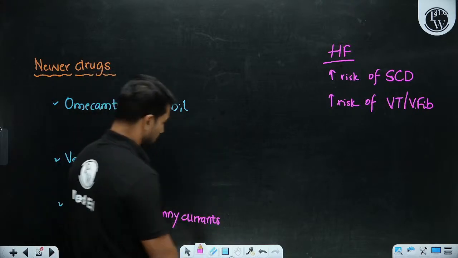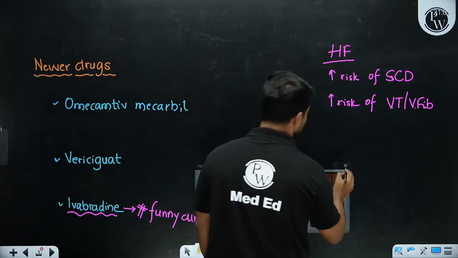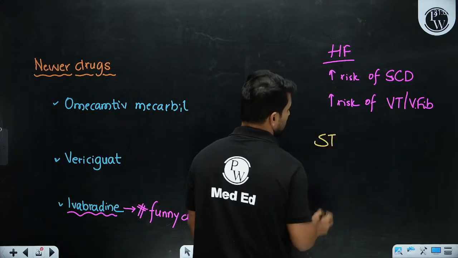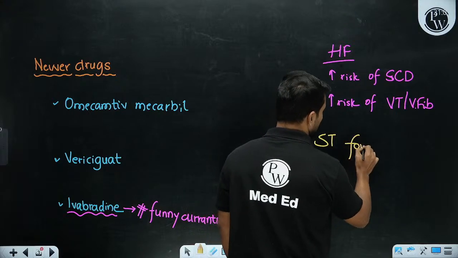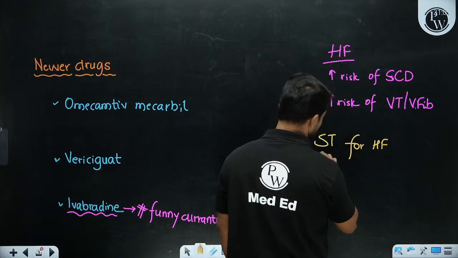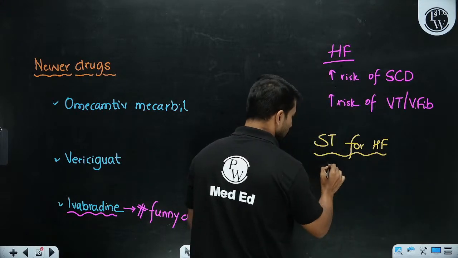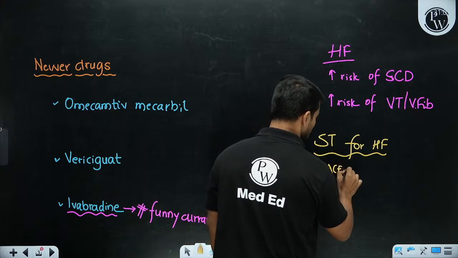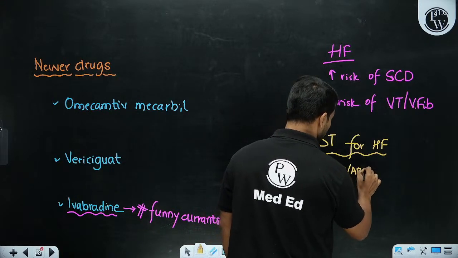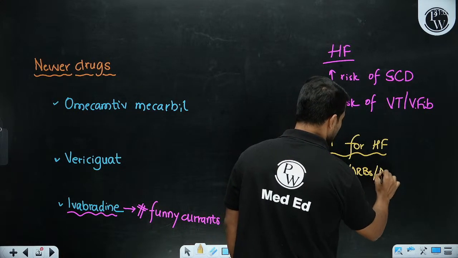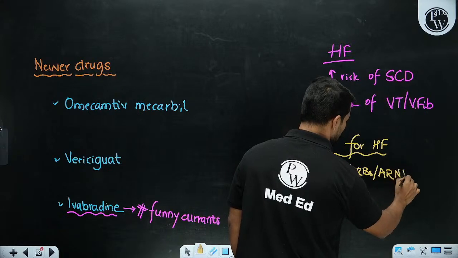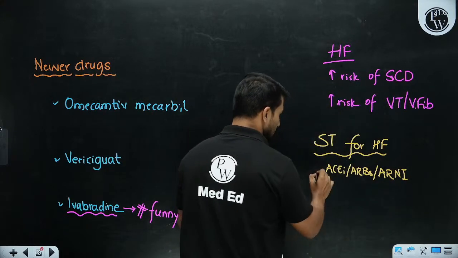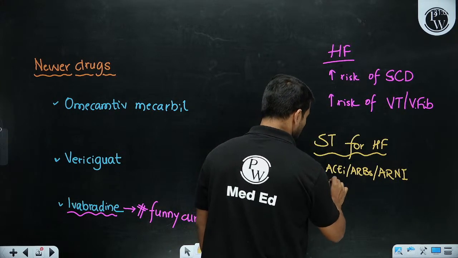See, again, let me summarize what the standard treatment for a patient with heart failure is. ST stands for standard treatment for heart failure. What are we using as standard for a patient with heart failure? We are using ACE inhibitors or ARBs or ARNI, right? A combination of neprilysin inhibitor and ARB. Then we are using beta blockers.